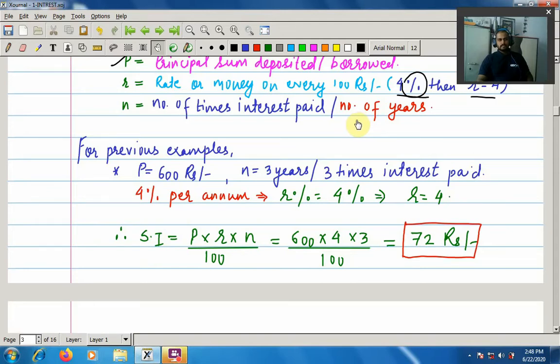This is not the case when my rate of interest is half yearly, because in half yearly, interest is given 2 times, and the number of years may be 1 year, but in 1 year I'm getting interest 2 times. Quarterly, 4 times in a year. N is 1, but the number of times is 4.